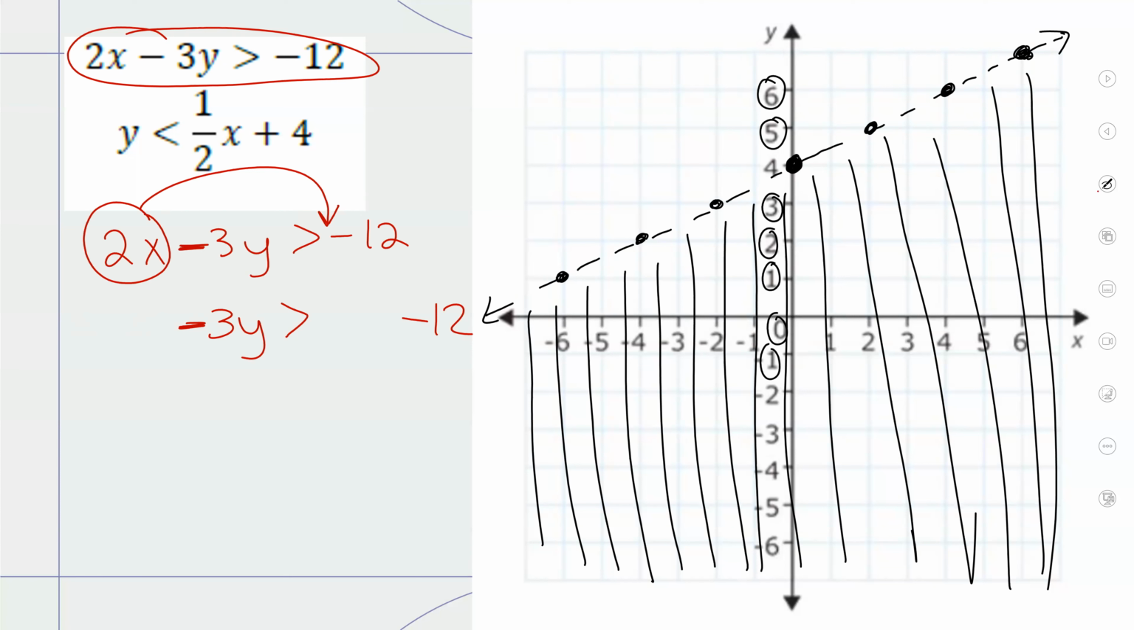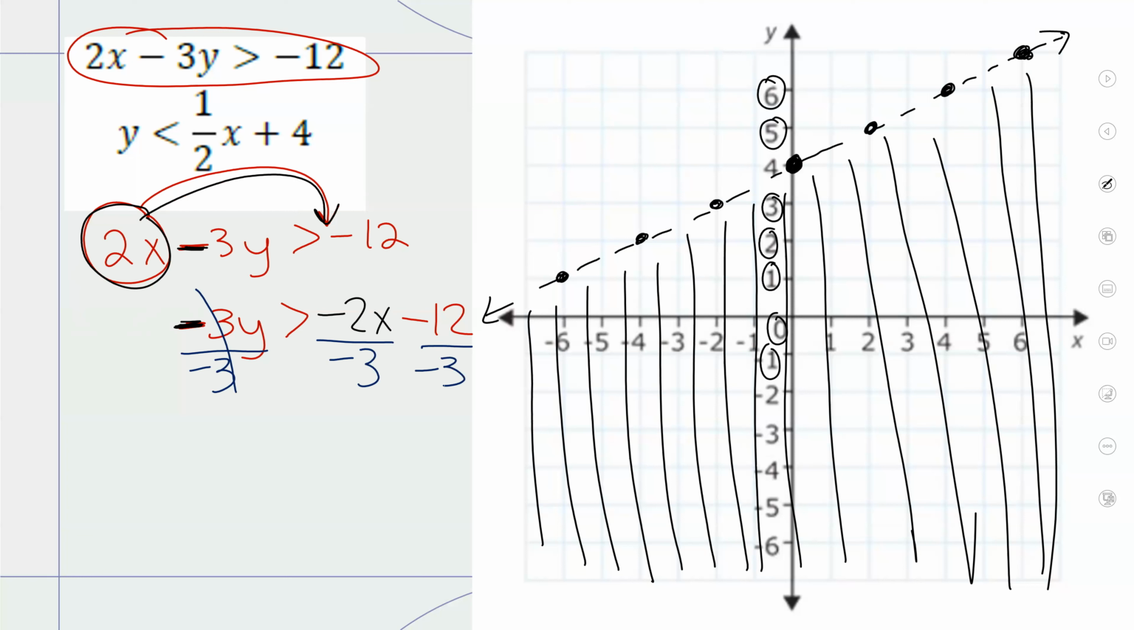The only thing that is changing is that when I move 2x to this side, it will now become a negative 2x. A lot of students forget to bring down this negative sign. Don't make that mistake. This is a negative 3y. Now I'm going to divide everything by a negative 3. So I need to get rid of this negative 3. I'm going to divide everything by negative 3.